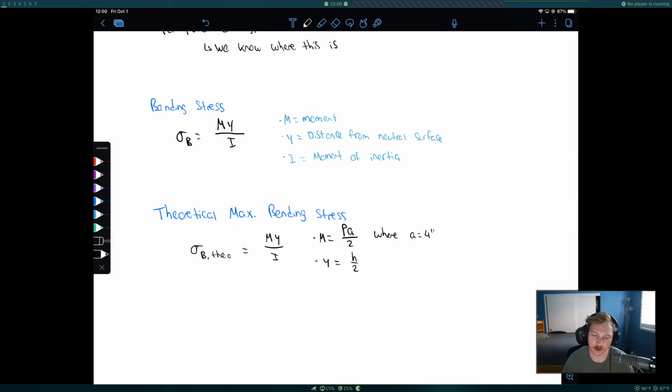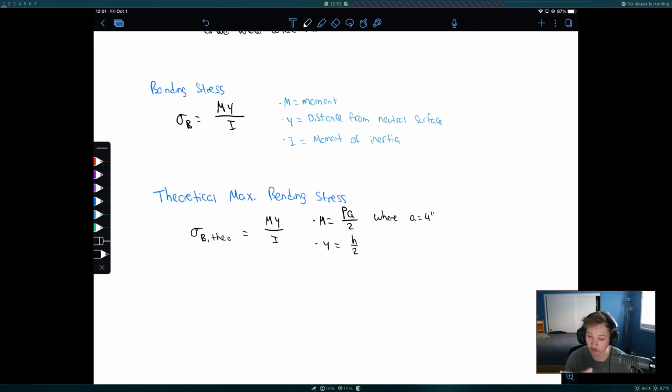And basically what you'll do in the data reduction is make a variable for all of these. So one for the moment, one for the distance from the neutral surface, and one for the moment of inertia. And then you can plug in all of those variables into sigma b theo to calculate that theoretical bending stress.